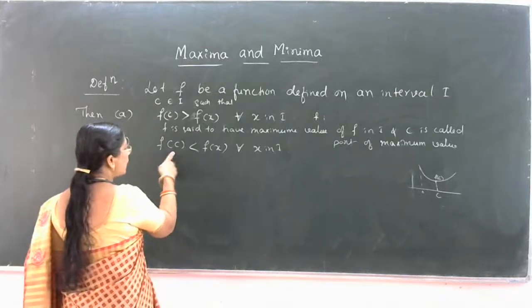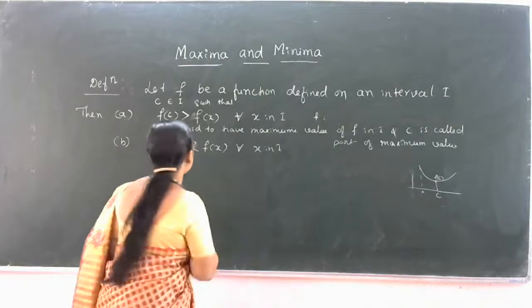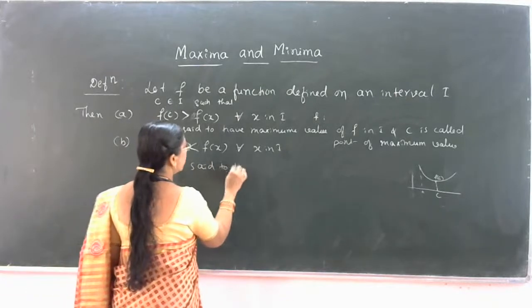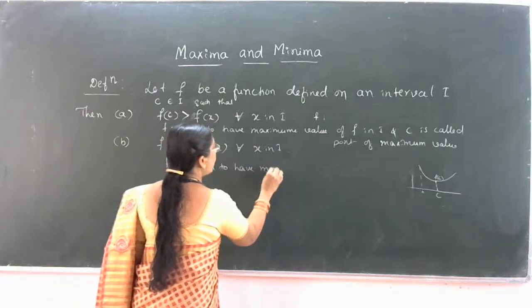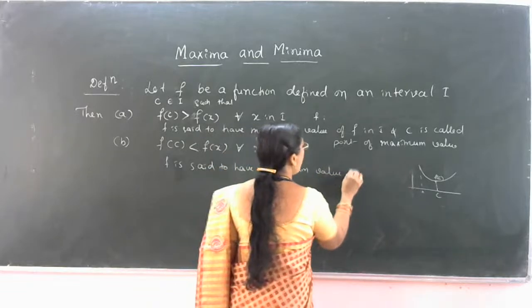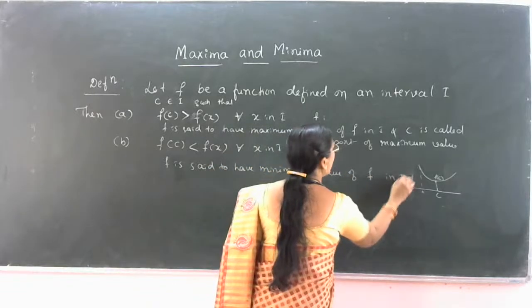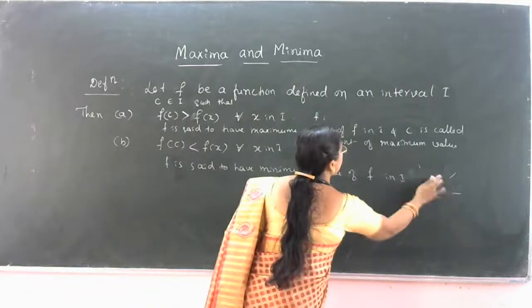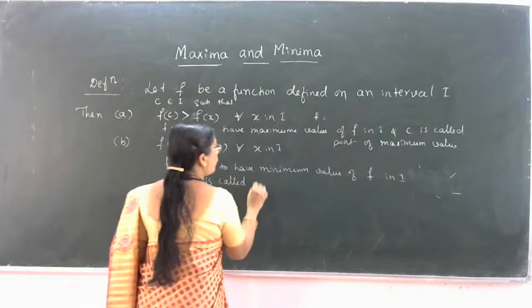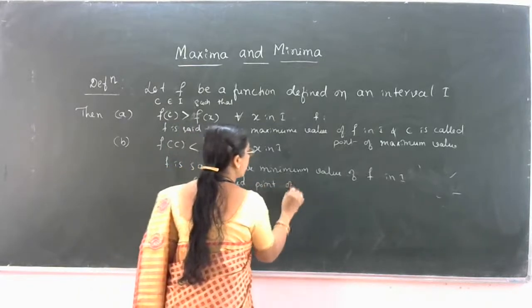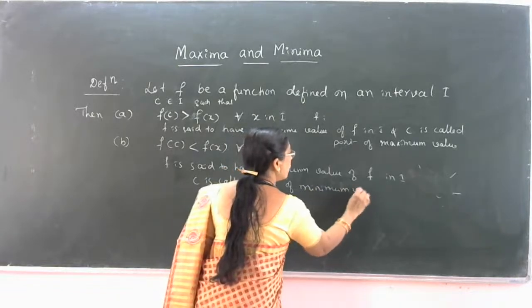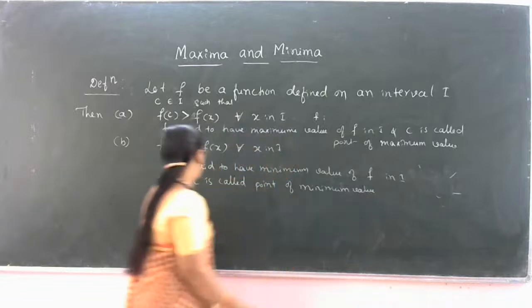If f of C is less than f of x for all x in I, then f is said to have minimum value of f in I. Then C is called the point of minimum value.